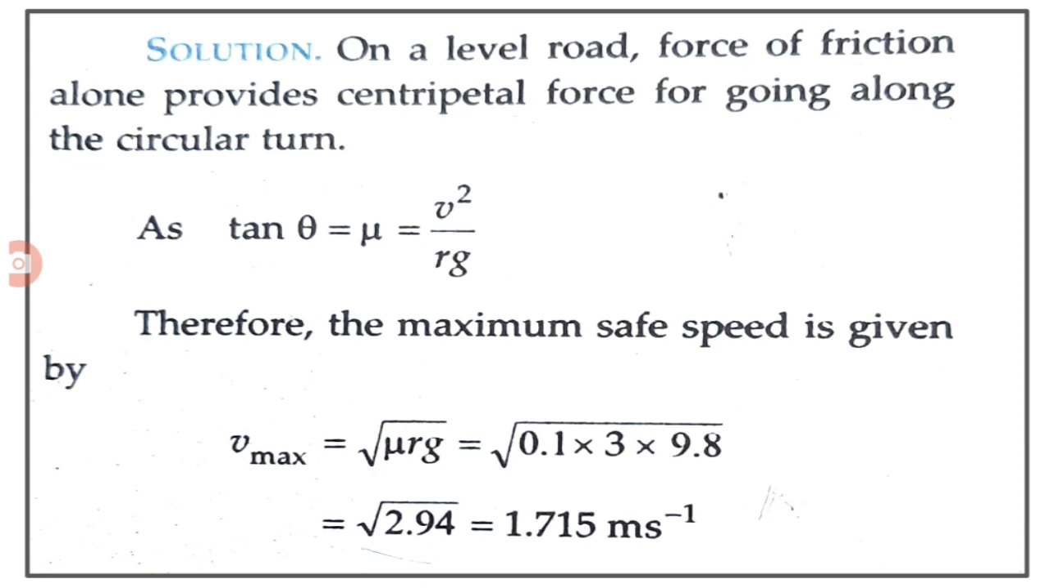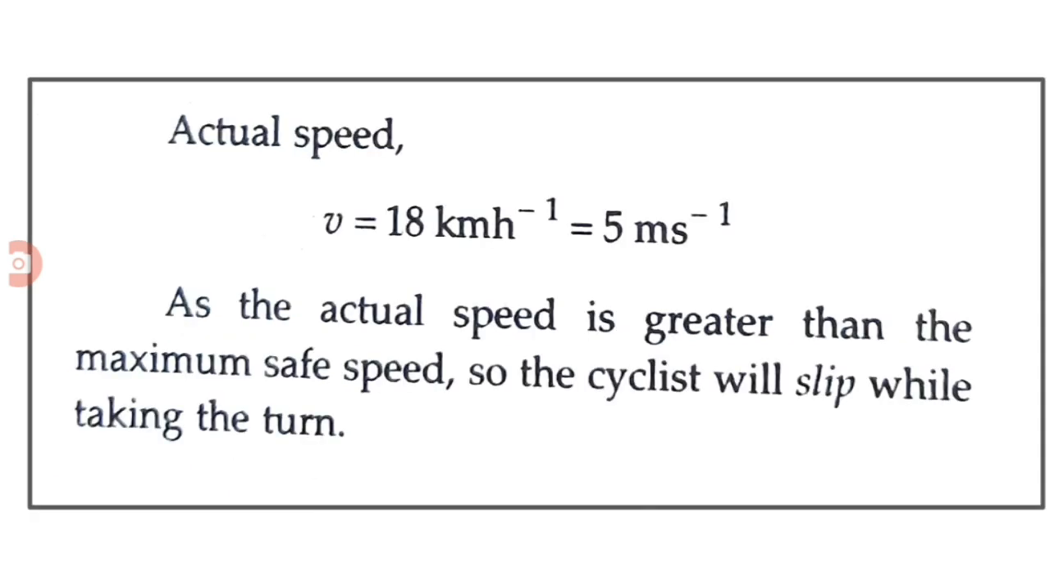And it's given that the vehicle is having a speed of 18 km per hour. Converting 18 km per hour to meter per second, we have the actual speed of the vehicle as 5 meter per second. So we can see that the actual speed is greater than the maximum safe speed. So the cyclist will surely slip while taking the turn. Only this much for today.